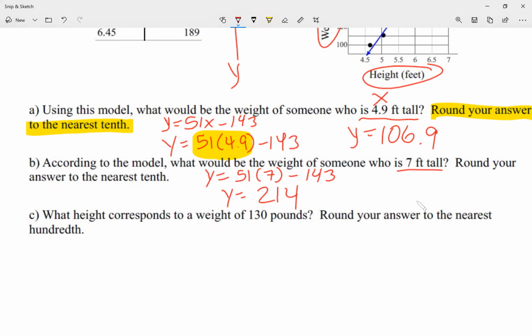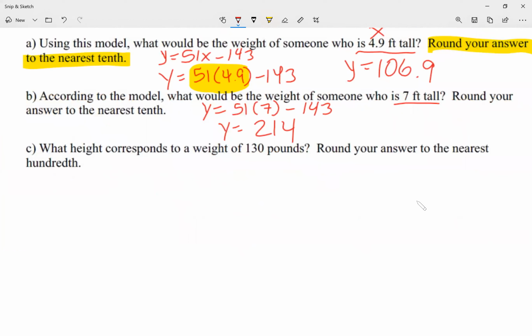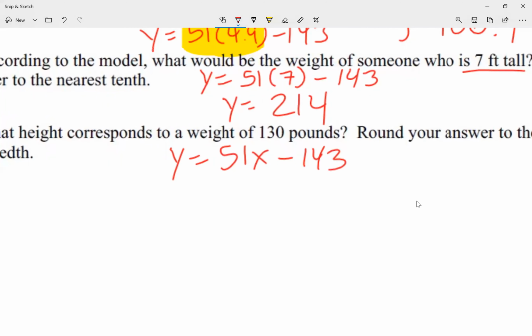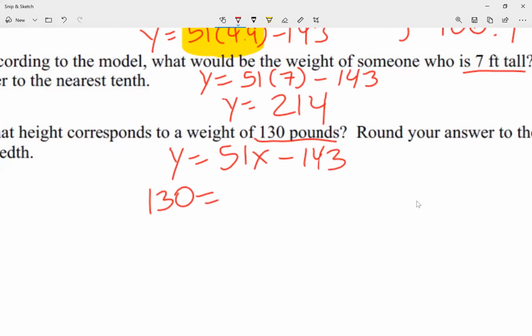Now here, what height corresponds to a weight that is 130 pounds? So remember, our equation was y equals 51x minus 143. And we said that anything that was height was the x value. Anything that was weight was the y value. Now the number given, 130 pounds, that's my y value. So let me rewrite this as 130 is equal to 51x minus 143.